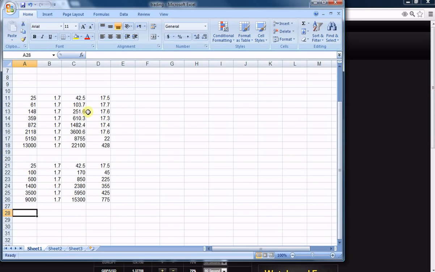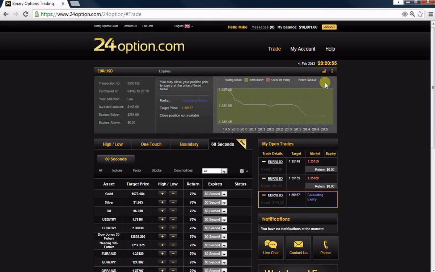$148, that's a return of $251. However, we invested $61 and $25 previously, and the 148 you have to take into account. So we're going to have a $17 profit here. Okay, $250, we won that trade. $251.60. We made back what we previously lost in the previous trades of $61 and $25, and now we've boosted our balance to $19,052.60.